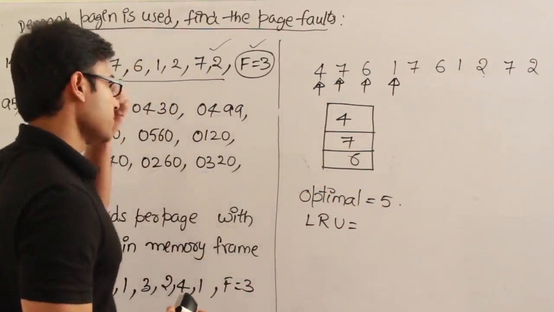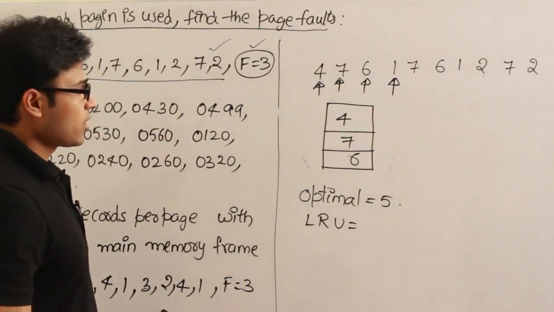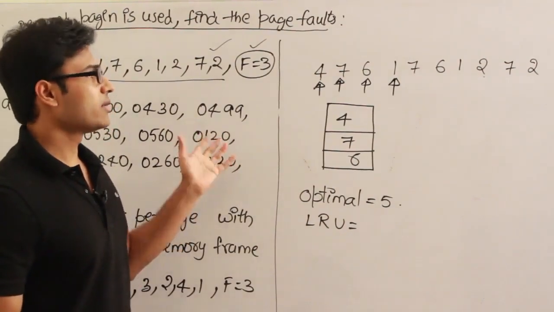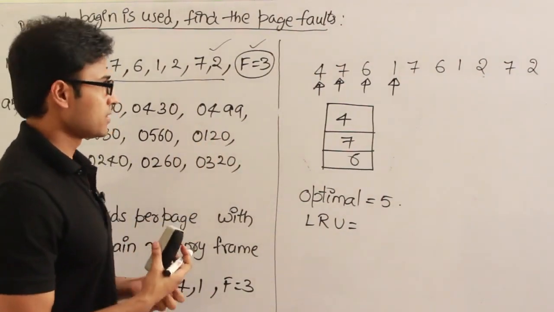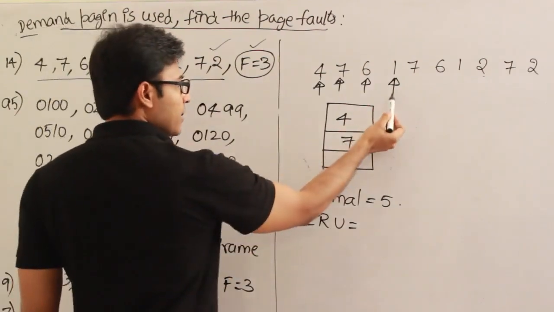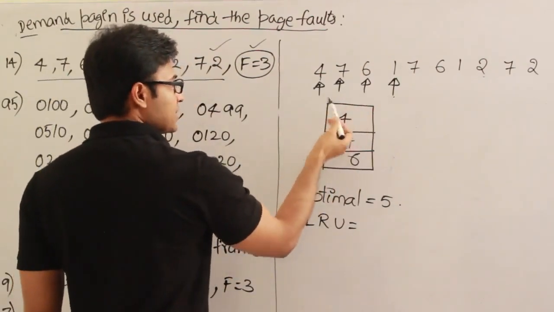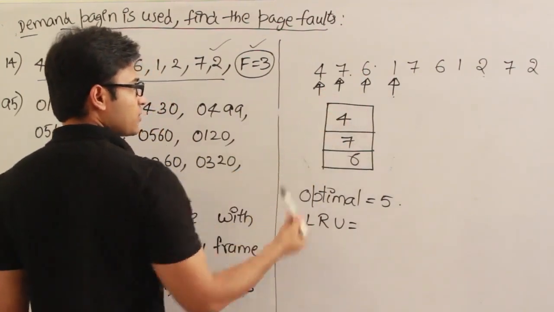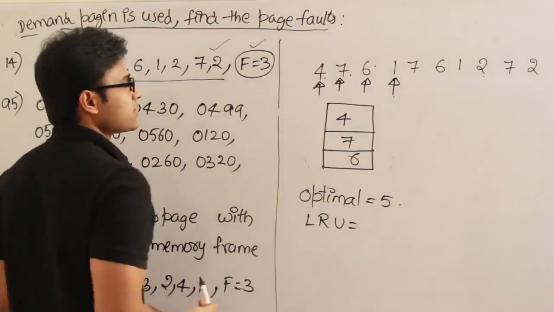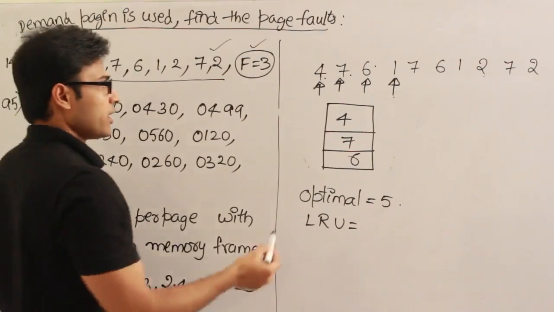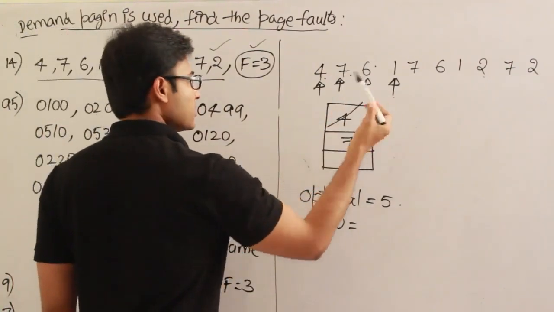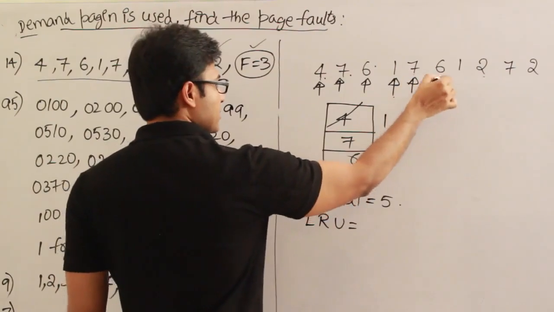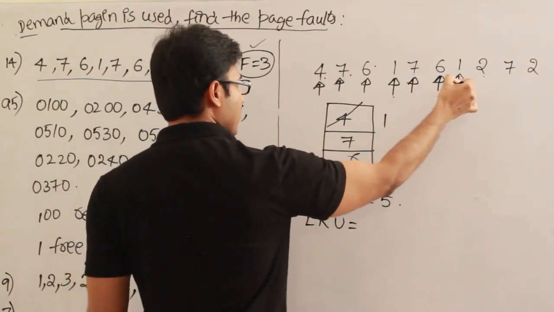So which one are you going to replace? In this case, LRU will try to see the past and guess which one to replace. If you are standing here and just look at the past, which is the least recently used? 6 is most recently used, the second most recently used is 7, and the least recently used is 4. Therefore you have to replace 4 first. So 4 is replaced, right? And next 7 is required, 7 is there. 6 is required, 6 is there. 1 is required, 1 is there.